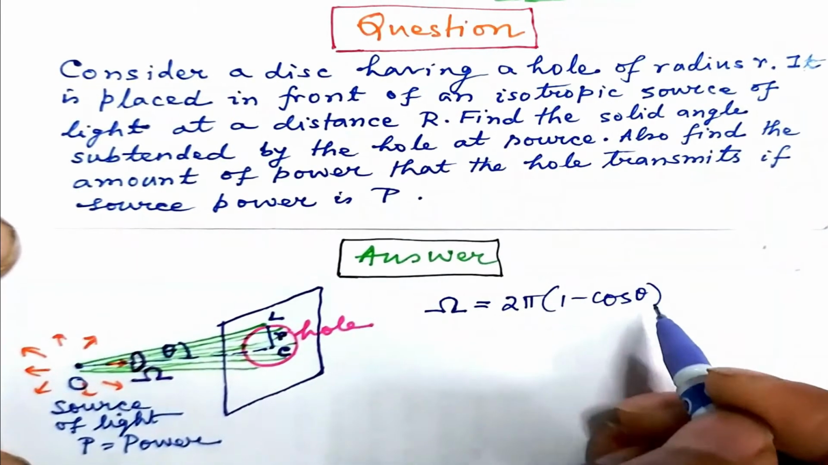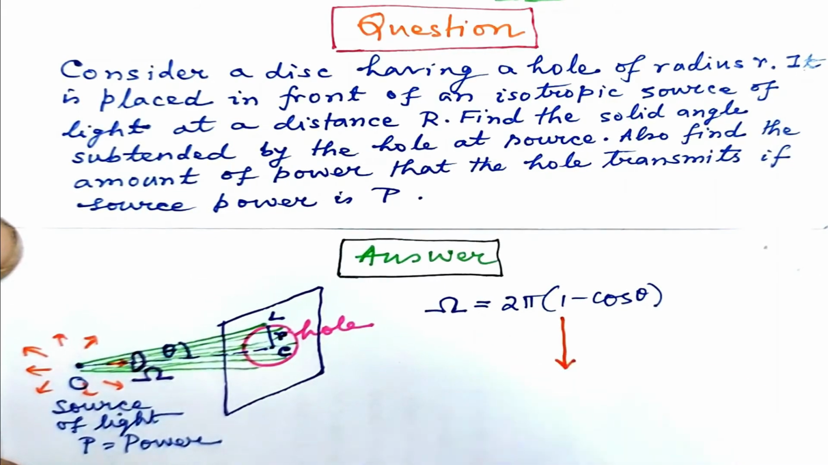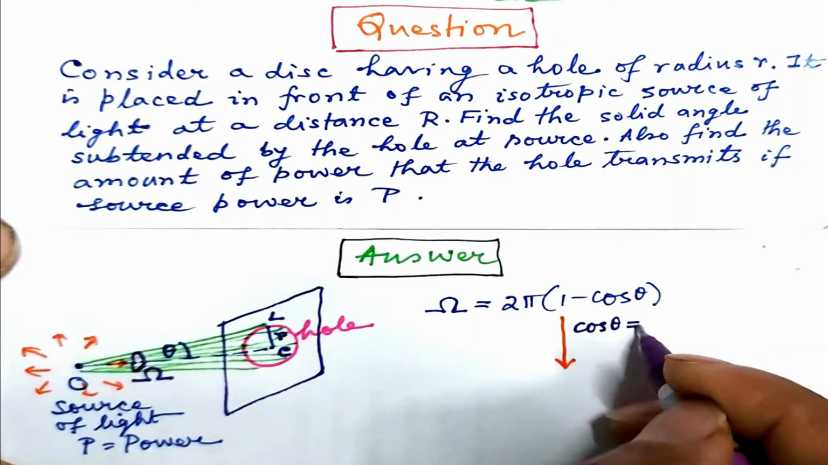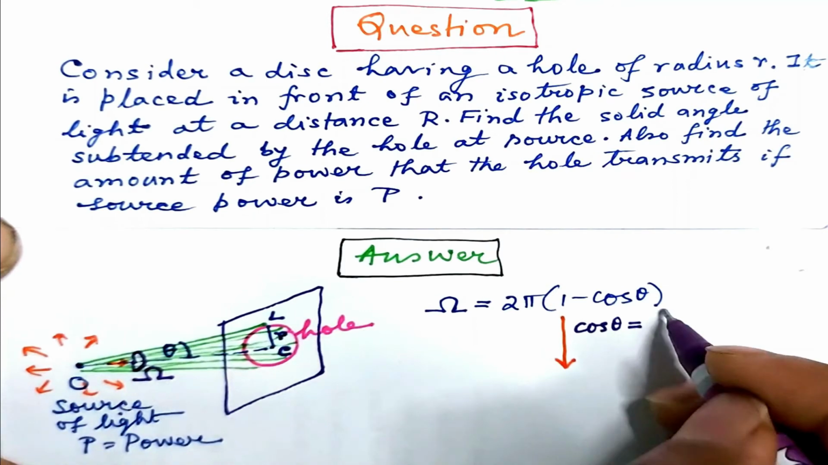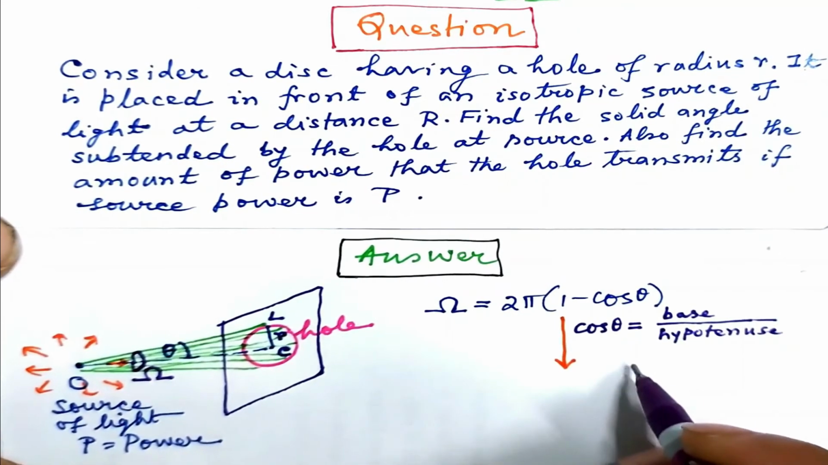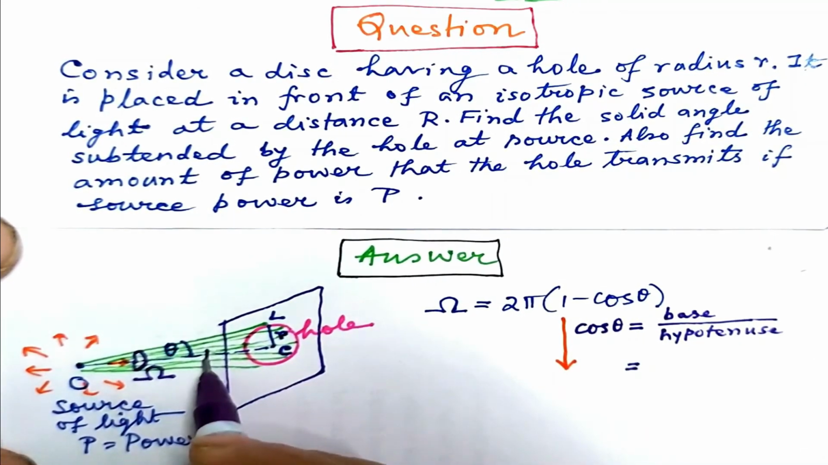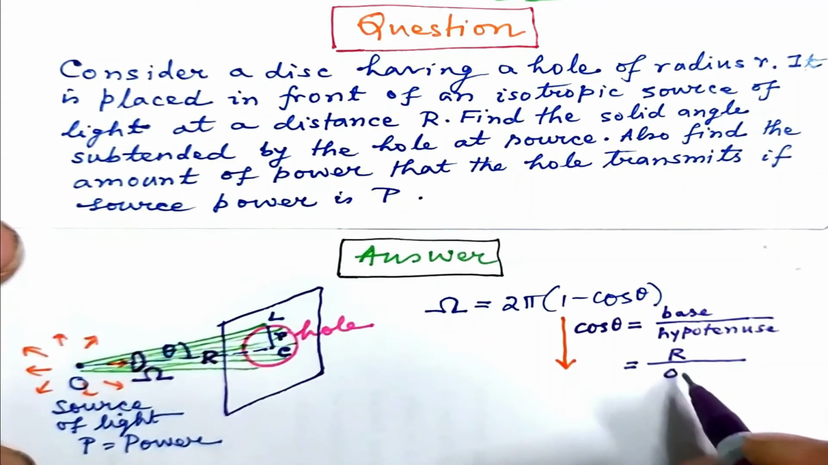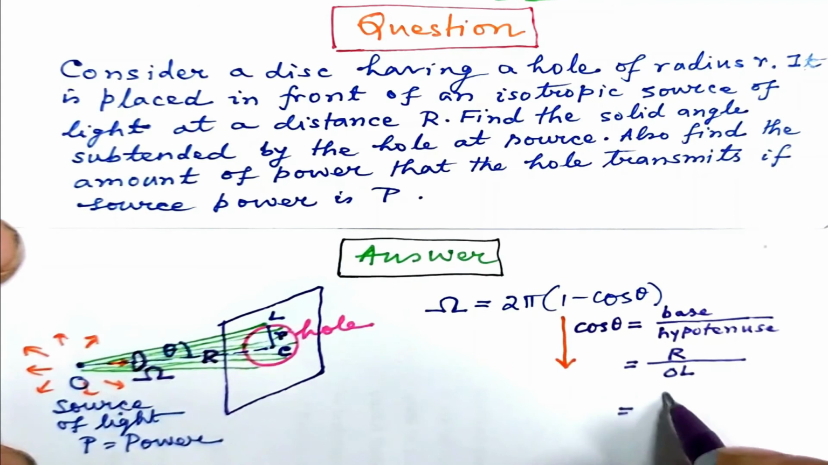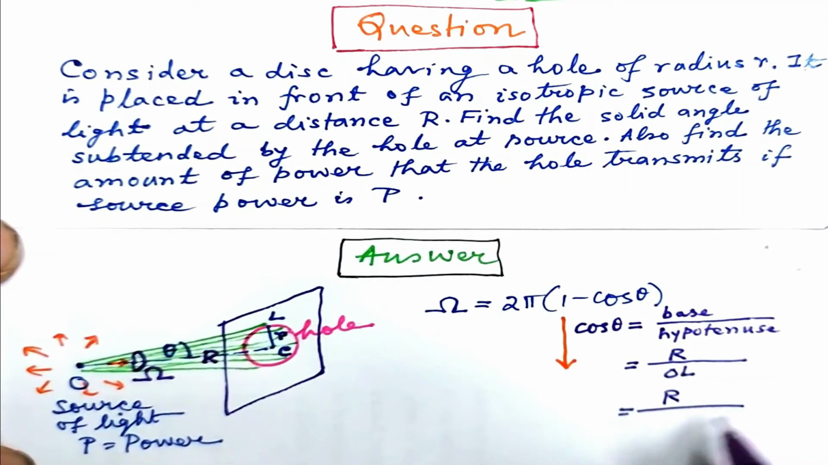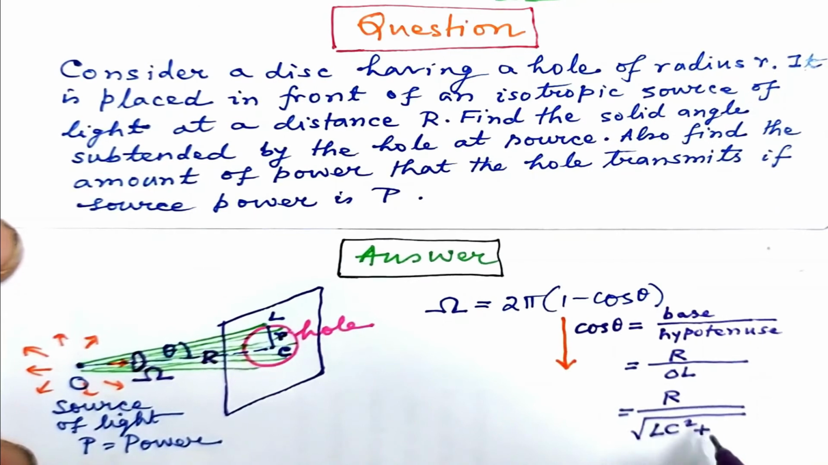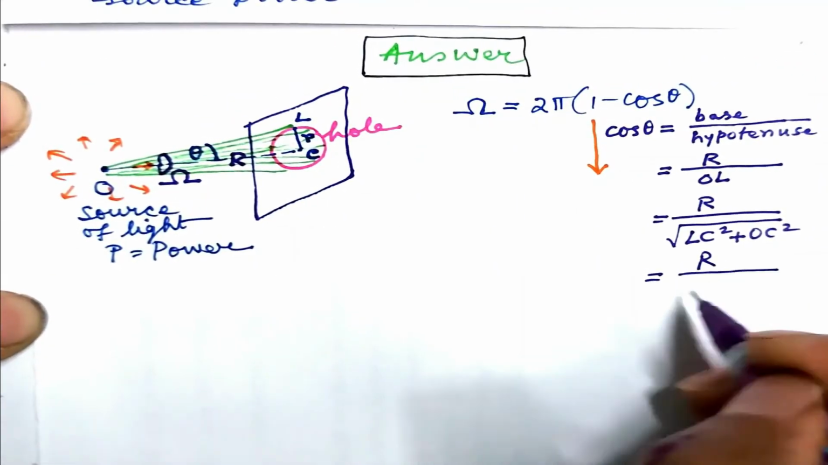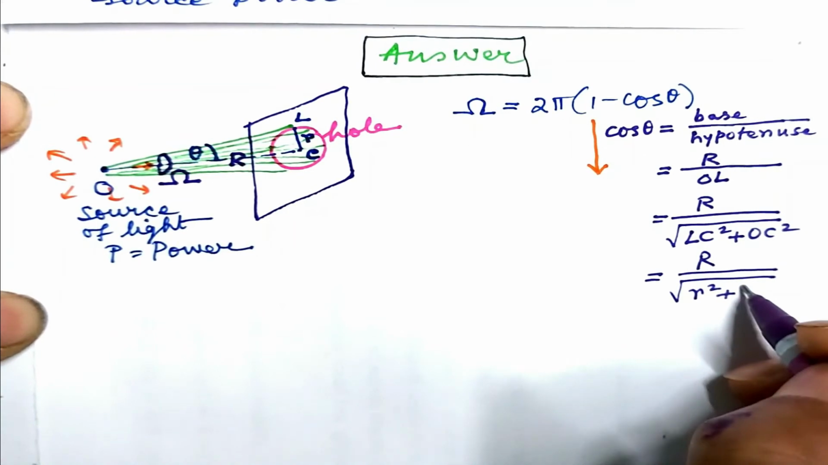minus cos theta. To be more explicit, let us write the expression of cos theta in terms of the dimensions or parameters of this problem. Cos theta is base by hypotenuse. Now base is the length OC, which is the distance capital R from the hole to the light source, and hypotenuse is the length OL. So cos theta is capital R by OL. It follows from the right angle triangle OLC that OL is under root LC square plus OC square, that is under root small r square plus capital R square.